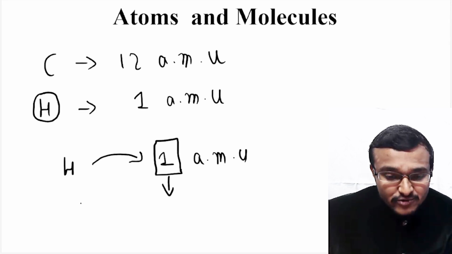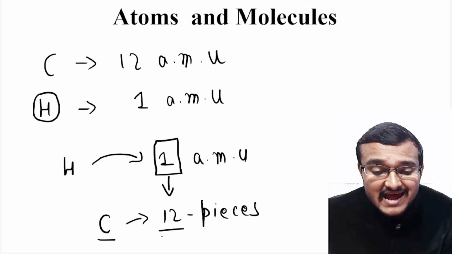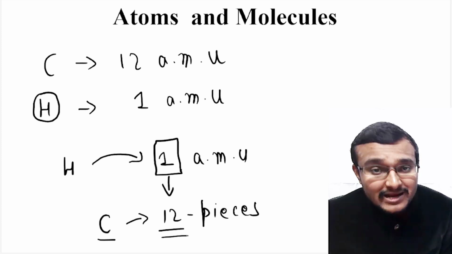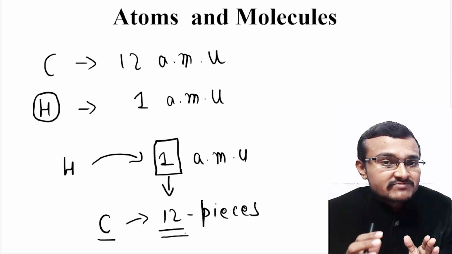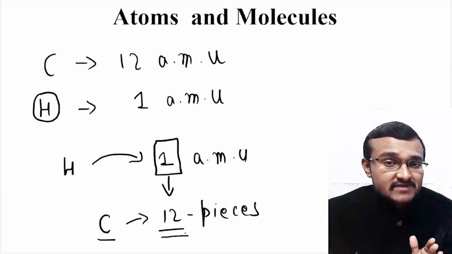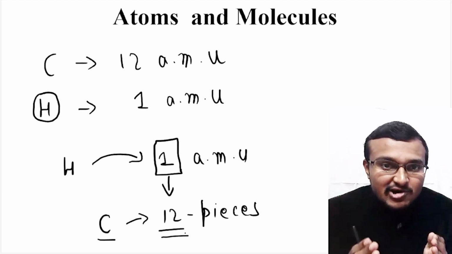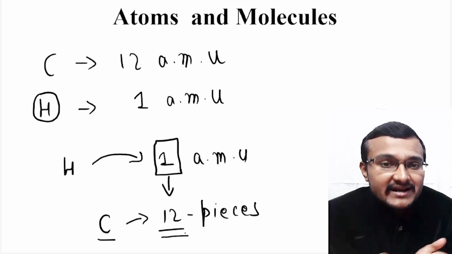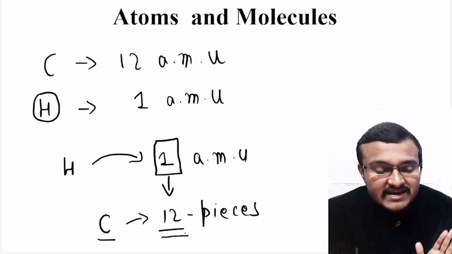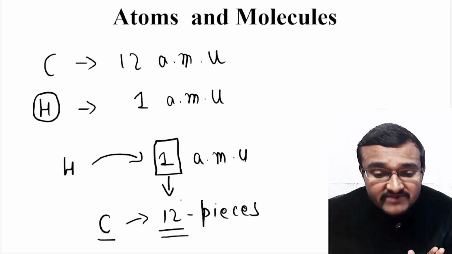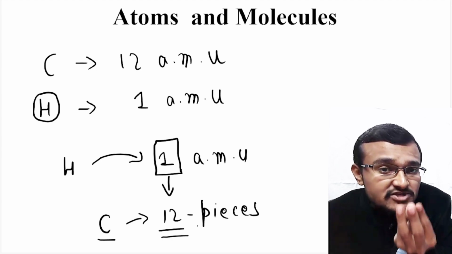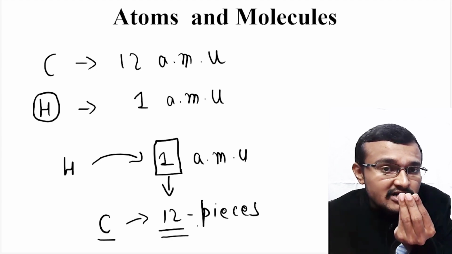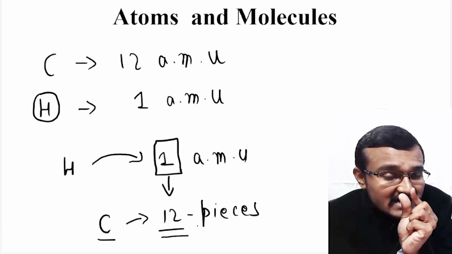That means if you take a carbon atom, this carbon atom is divided into 12 pieces. Let's imagine you cannot divide an atom. First of all, you should remember that you cannot divide an atom. Just for understanding the concept, I am using the term dividing an atom. So let's say we are taking one carbon atom and dividing it into 12 pieces. If you take an individual piece among those 12 pieces, what mass will be there?